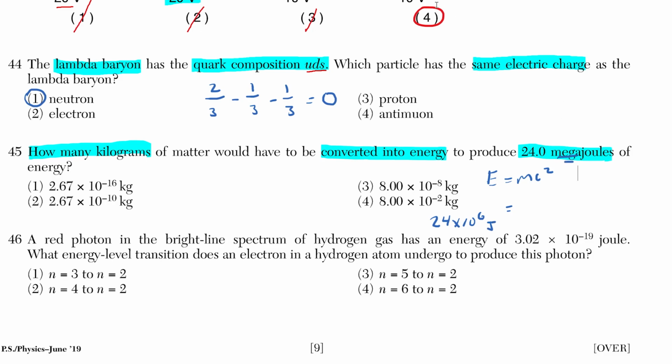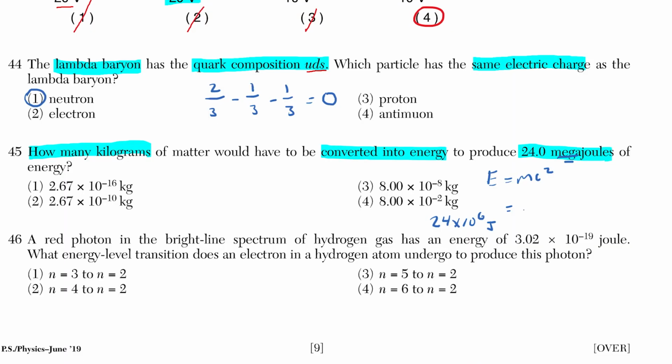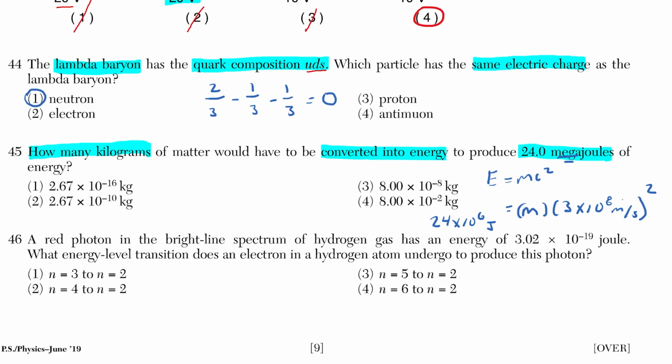And if we go to our prefixes of 10 on our reference table, we'll see that mega is 10 to the 6th. Mass is what I'm searching for, and c is always the speed of light, 3 times 10 to the 8 meters per second. Don't forget to square it. And when you solve for your mass, you're going to end up with a mass of 2.67 times 10 to the negative 10th kilograms. Question 46.